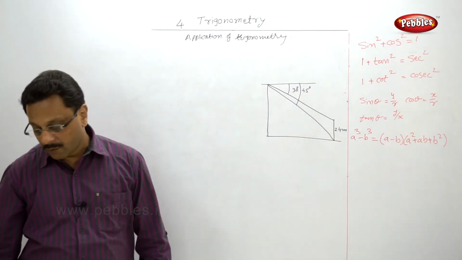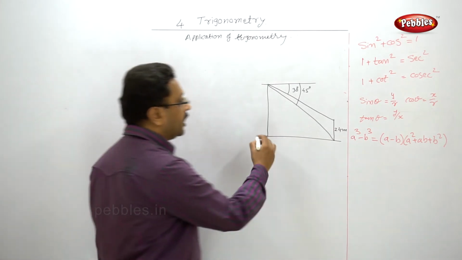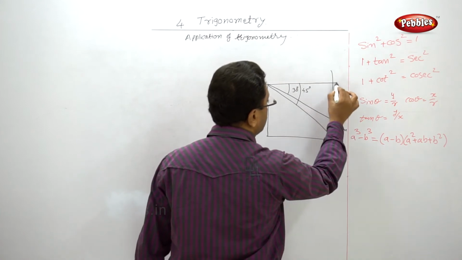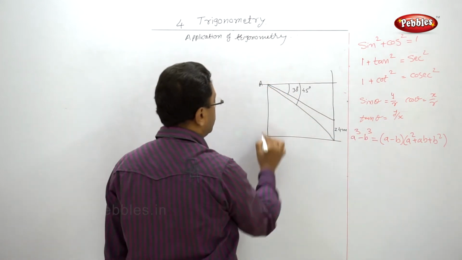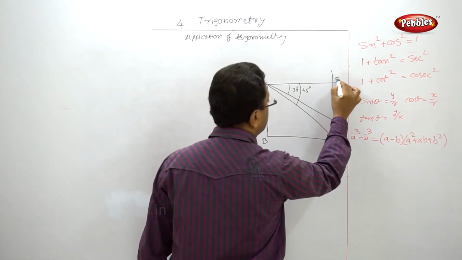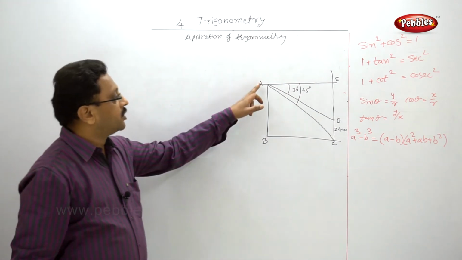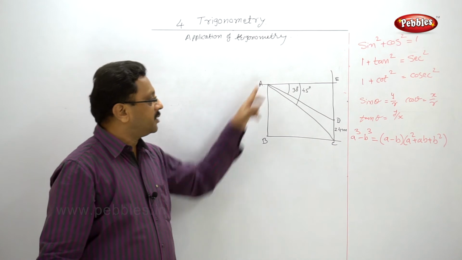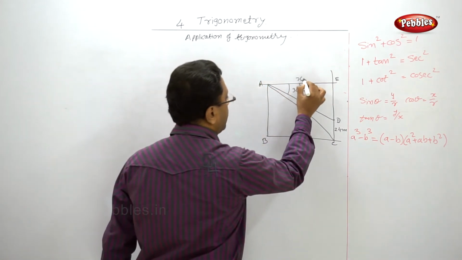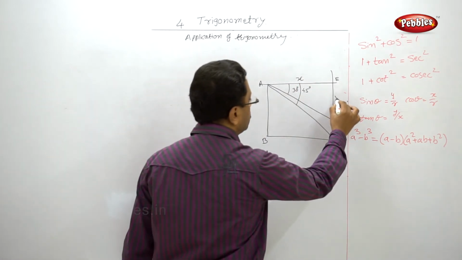Correct? What they asked? How far the ship is from lighthouse? They asked this distance. So let us extend this line and let us extend this line. I'll write A, B, C, D and E. Now I want to find a distance, AE distance. BC distance means same as AE distance. So this is my X. This 24 is given and this I will consider as Y.